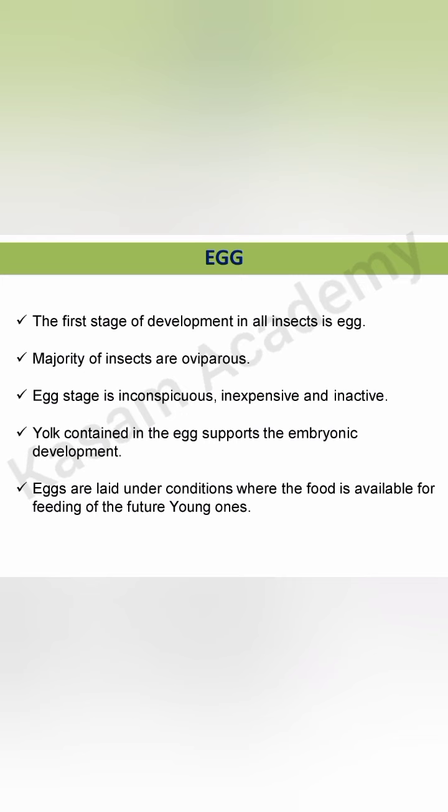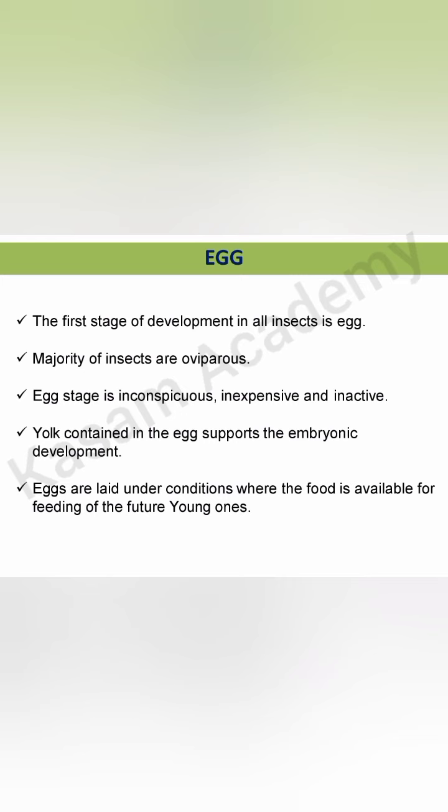Today I am going to explain about different types of insect eggs, different types of larvae and pupa. First, we have to see different types of eggs. It is the first stage of the development of all insects, and the majority of the insects are oviparous, that means they lay eggs. The egg stage is inconspicuous, inexpensive and inactive.